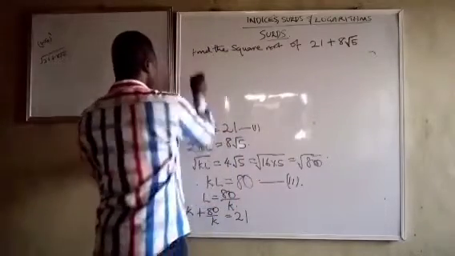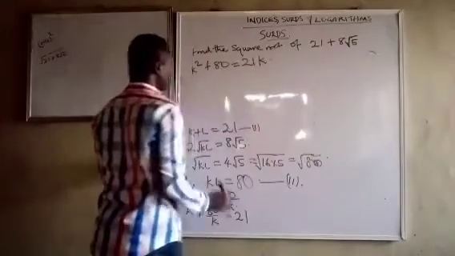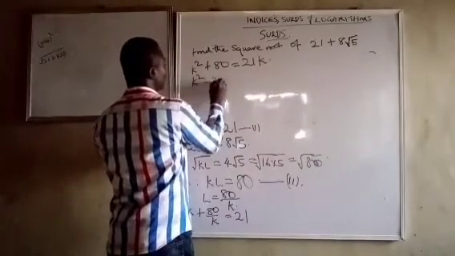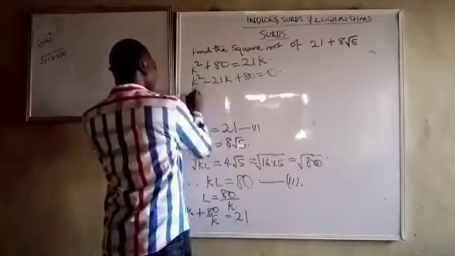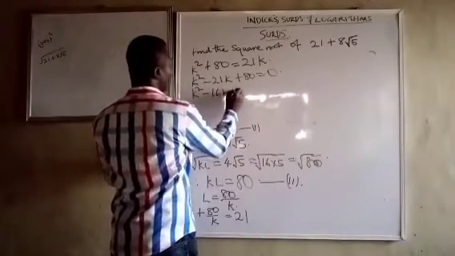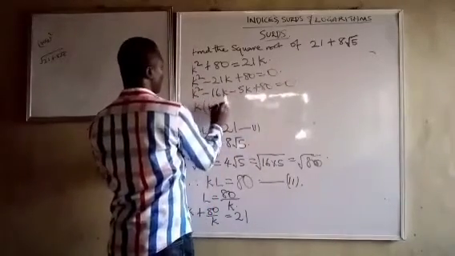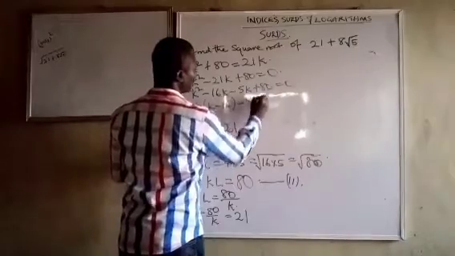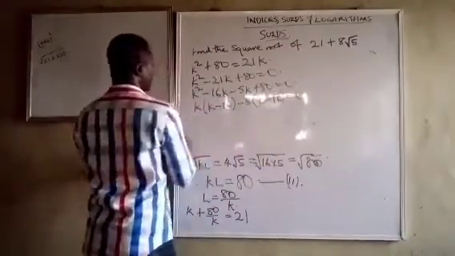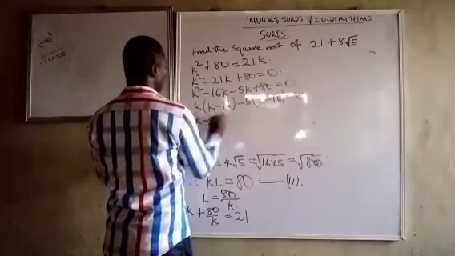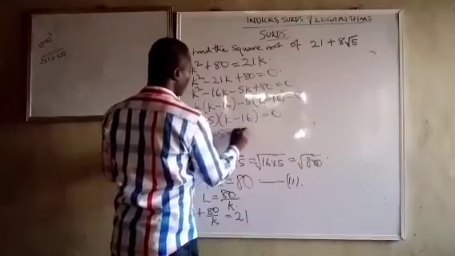So multiplying through by K, we have K squared plus 80 is equal to 21K. So we have K squared minus 21K plus 80 is equal to 0. And then we have K squared minus 16K minus 5K plus 80 is equal to 0. So K into K minus 16 minus 5 into K minus 16. So when we solve further, we realize that K minus 5 into K minus 16 equals 0. So K equals 5 or 16.